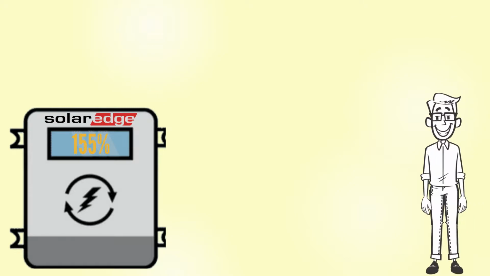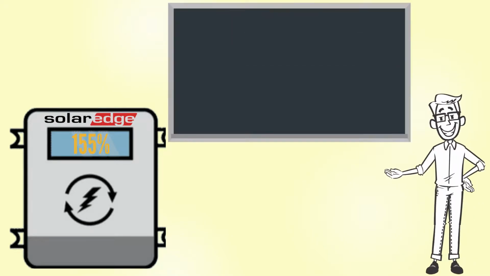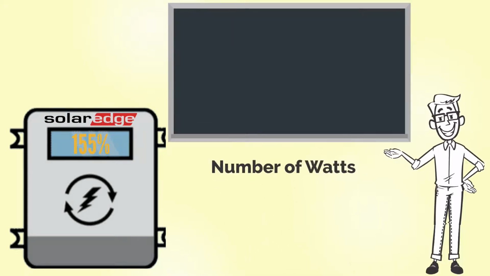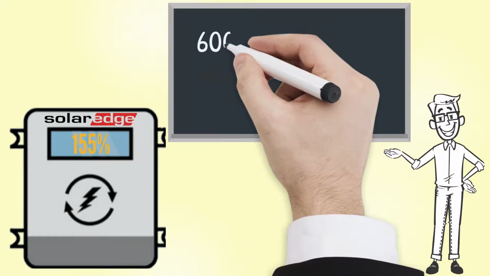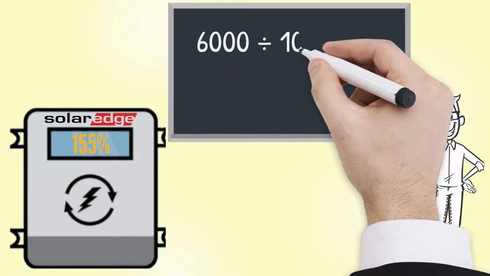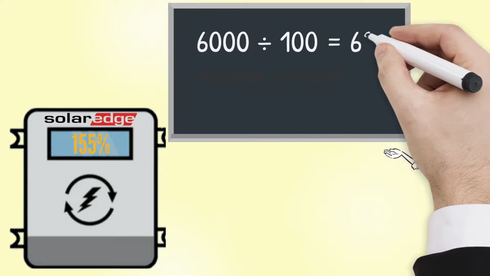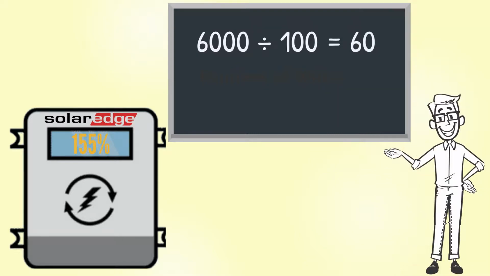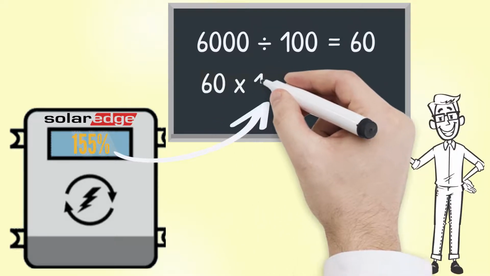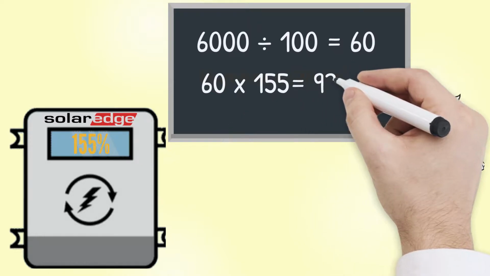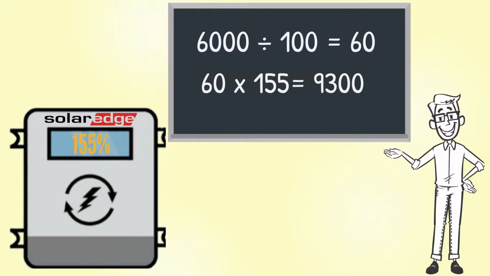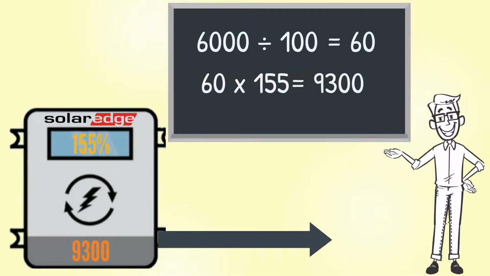To determine how large of a system you can place on this inverter, you would take the number of watts, which is 6,000, and divide it by 100, which is the current output level, giving you 60. Then multiply 60 by the oversizing percentage, which is 155, giving you 9,300. In this case, the 6,000 watt inverter would be able to handle a maximum of 9,300 watts, or 9.3 kilowatts of solar panels.